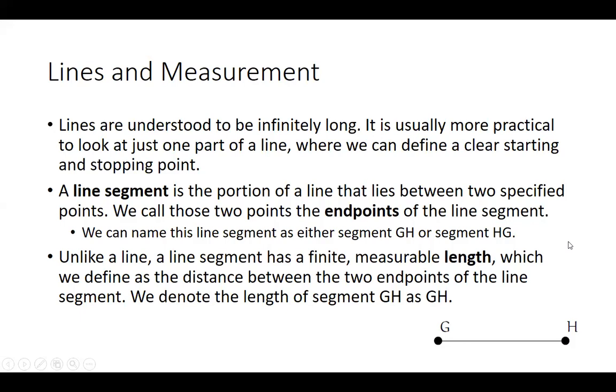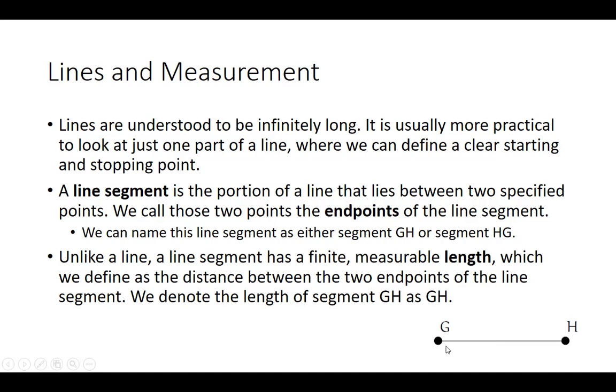So lines are understood to be infinitely long. It is usually more practical to look at just one part of a line where we can define a clear starting and stopping point. A line segment is the portion of a line that lies between two specified points. We call those 2 points the endpoints of the line segment. This line segment here we can name as either segment GH or segment HG.